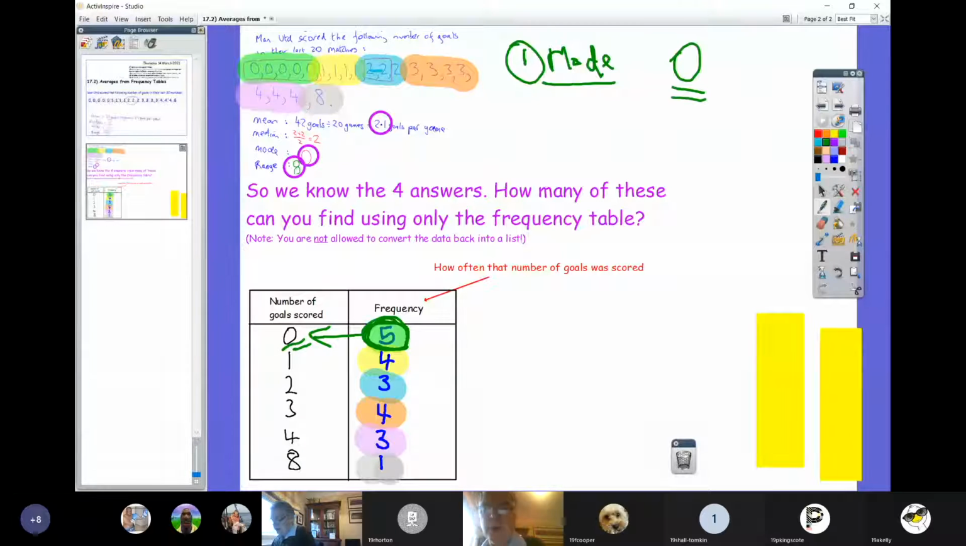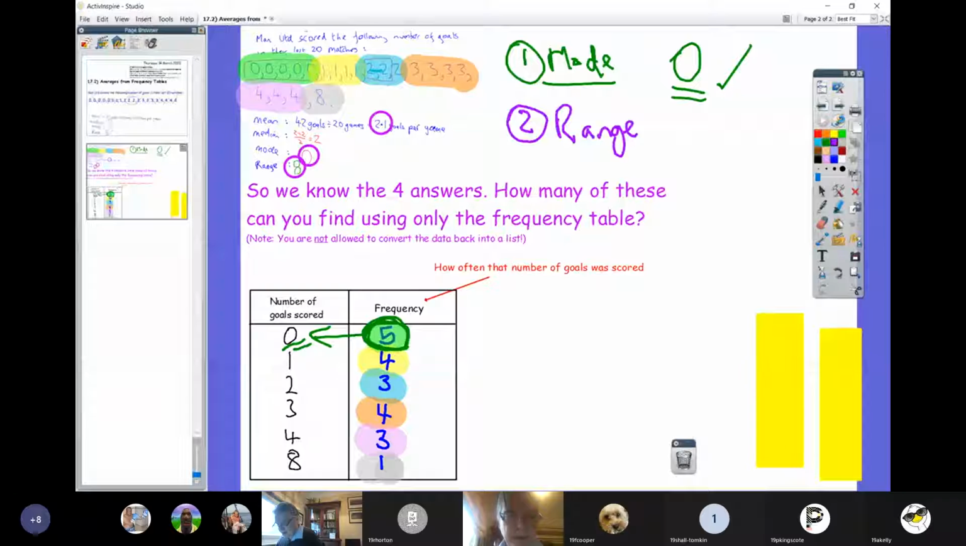How could I work out what the range was? Remember, the range is the biggest, take away the smallest. Well, that's easy. You just see what's the biggest number of goals they ever scored, which is 8. I'm just going to be circling this in purple in a second. You take away the smallest number of goals that they scored, which is 0, and 8 take away 0 is 8.